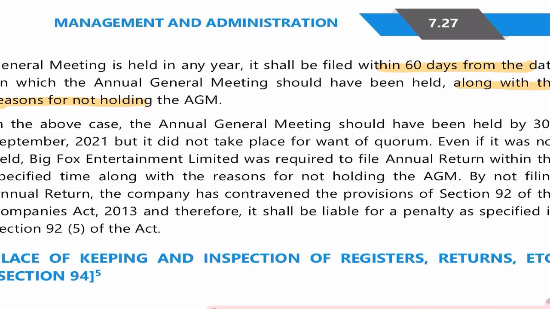In the above case, the AGM should have been held by 30th September 2021 but did not take place for want of quorum. Even if it was not held, Big Fox Entertainment Limited was required to file the annual return within the specified time along with the reason for not holding the AGM. By not filing the annual return, the company has contravened the provisions of section.